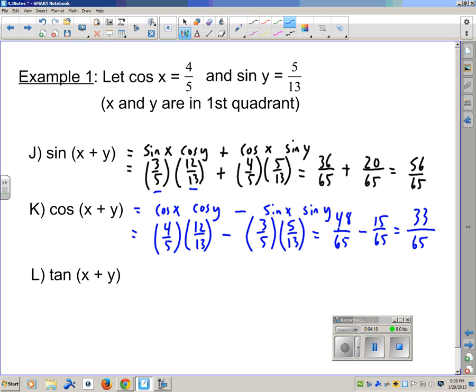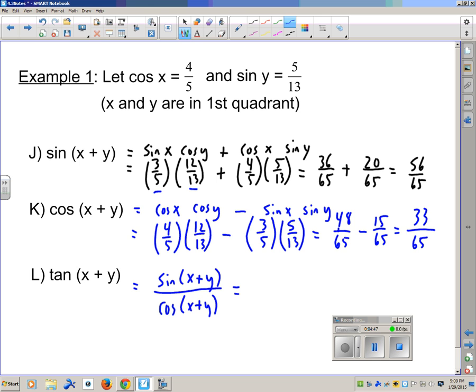Tangent. Now, tangent's very interesting. I gave you 2 formulas for tangent of x plus y. Either you could go back and put your tangents in there, but right now, because I already know what the sine of x plus y is and I already know what the cosine of x plus y is, I'm going to probably just go ahead and say that the tangent of x plus y is equal to sine of x plus y divided by the cosine of x plus y. Because we know the tangent is equal to sine over cosine, it's the same angle. So x plus y and x plus y.